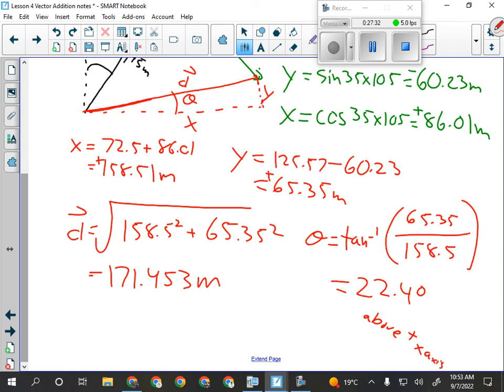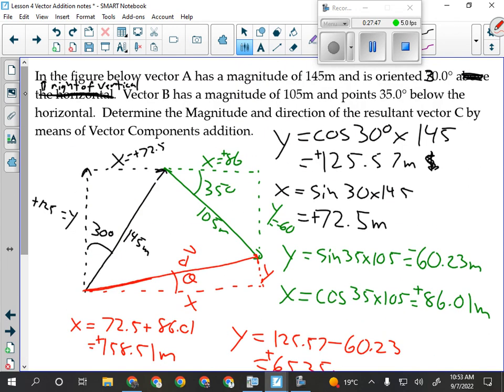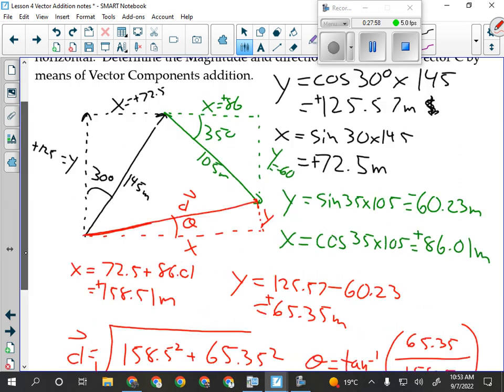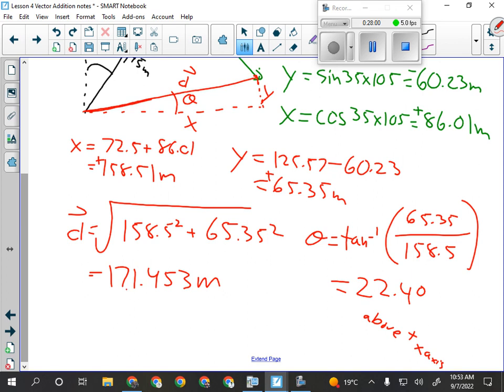Okay, above the positive x-axis. Now, am I done? No. I still haven't done the significant digits part, which I know we haven't talked about yet, but basically for 95 to 98% of the questions you're going to do, you just go back to the beginning and you go, all right, this had three significant digits, this had three, that had three, my answer should have three.